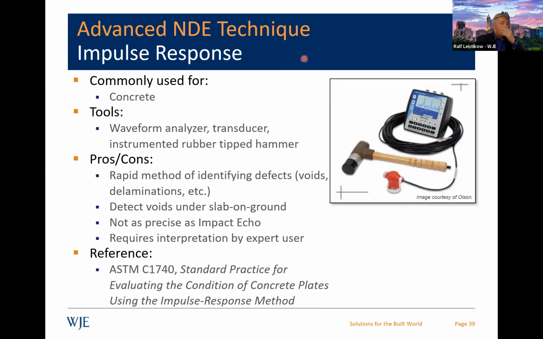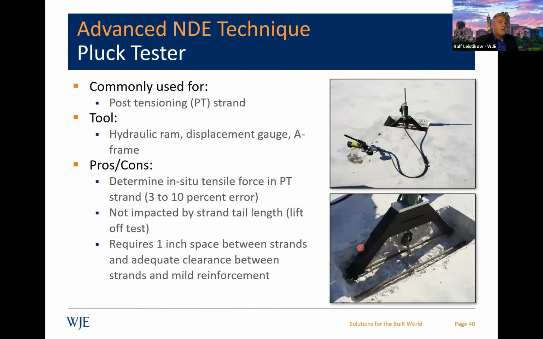Impulse response is somewhat similar. It's just a larger impactor. You can take rapid readings. The problem with it potentially is that it's not as accurate, but you can detect voids underneath slabs with this type of setup. And again, an expert user would be recommended for this.